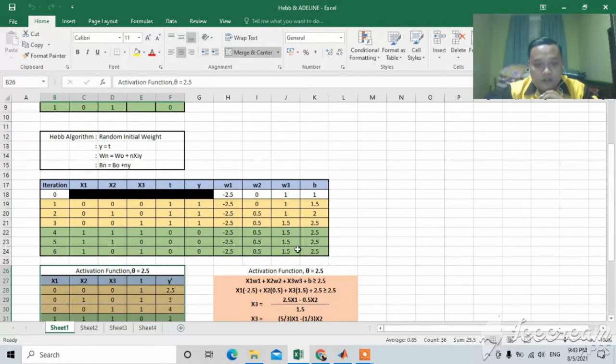This formula we use to calculate weight 2, weight 3 and the bias. The final values that we got are: weight 1 is negative 2.5, weight 2 we got 0.5, weight 3 we got 1.5, and bias we got 2.5.